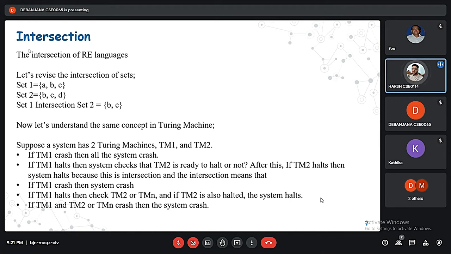Now let us understand the same concept in a Turing machine. Suppose a system has two Turing machines, TM1 and TM2. If TM1 crashes, then the whole system crashes. If TM1 halts, then the system checks whether TM2 is ready to halt or not. Because this is an intersection, if TM1 crashes, the system crashes. If TM1 halts, then check TM2 up to TMn, and if TM2 also halts, the system halts. If TM1, TM2 or TMn crashes, then the system crashes. Now moving on to the next slide.